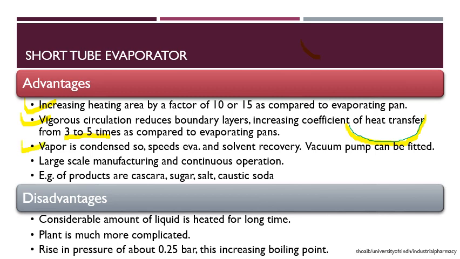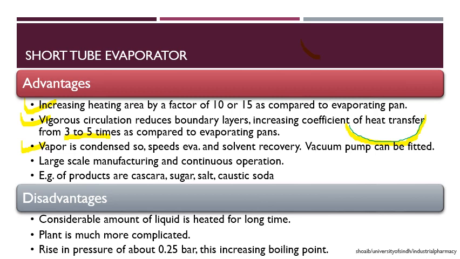Next, vapor is condensed, so it speeds evaporation and solvent recovery. As I discussed in the last slide, the material to be evaporated was converted into vapors, and those vapors were collected in a condenser, so that the expensive solvent was recovered, making this process much cheaper.